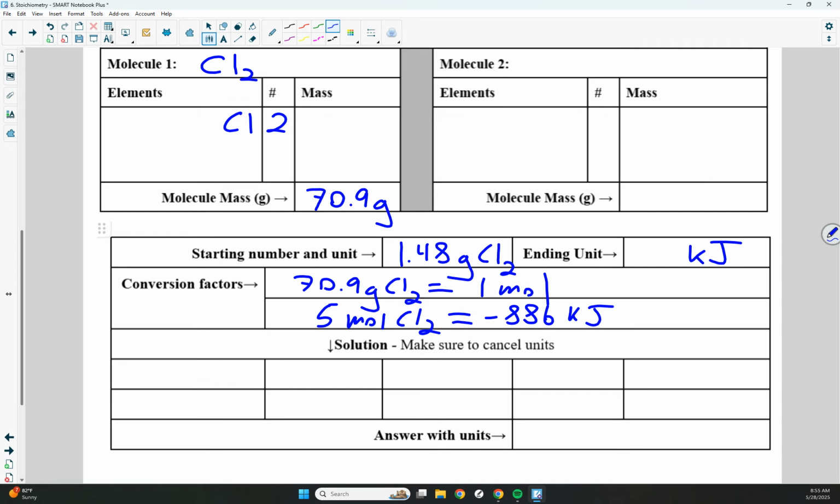So we're going to, as always, put our starting number and unit down here, 1.48 grams, and we're only working with chlorine.